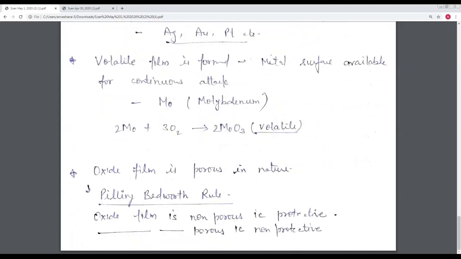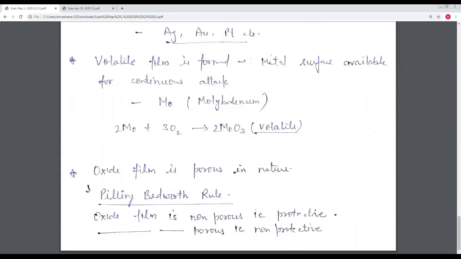Now the oxide film may be porous or non-porous. Okay, so this is based on the Pilling Bedworth rule. यहाँ पे एक रूल काम करता है जिसको हम बोलते हैं Pilling Bedworth. So according to the Pilling Bedworth rule, if the metal oxide film is non-porous, so that means it is protective. So protective means further corrosion does not take place. वो लेयर प्रोटेक्ट कर रही है तो इसका मतलब वहां पे corrosion नहीं होगा.